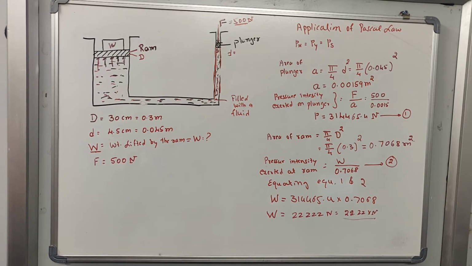So what is the question here? A hydraulic press has a ram of 30 centimeter diameter and a plunger of 4.5 centimeter diameter. Find the weight lifted by the hydraulic press when the force applied at the plunger is 500 Newton.